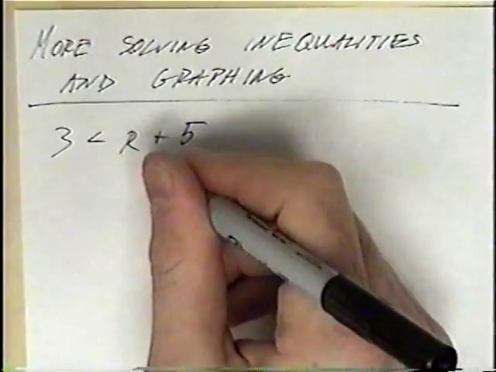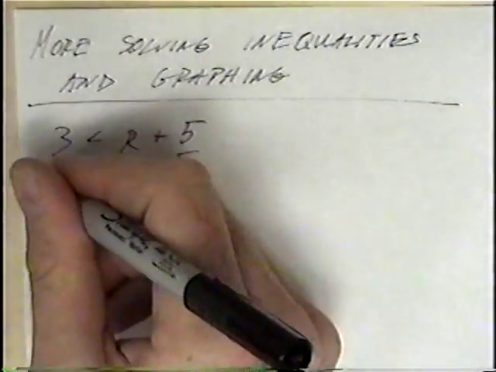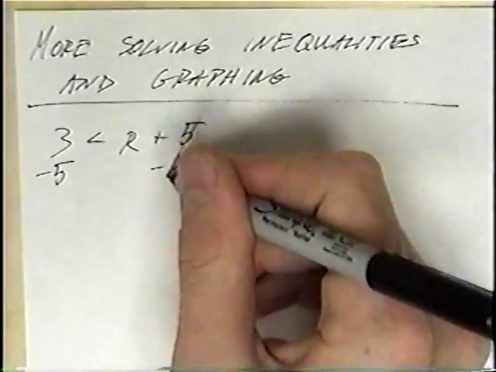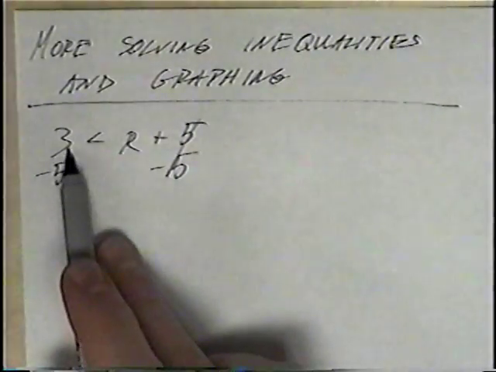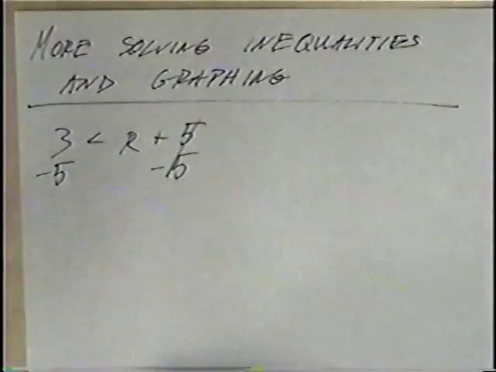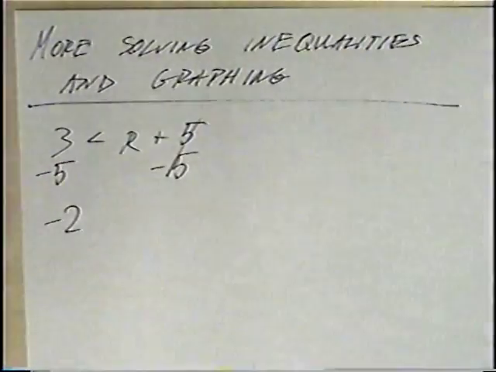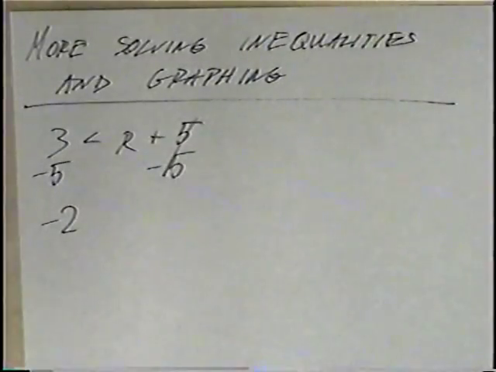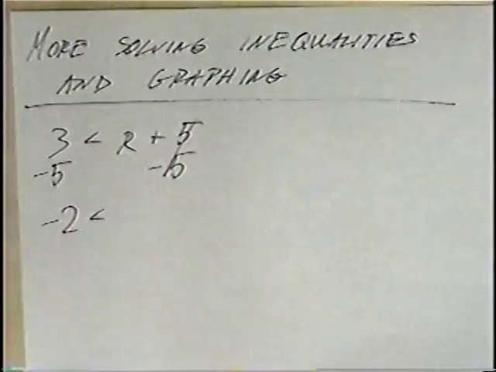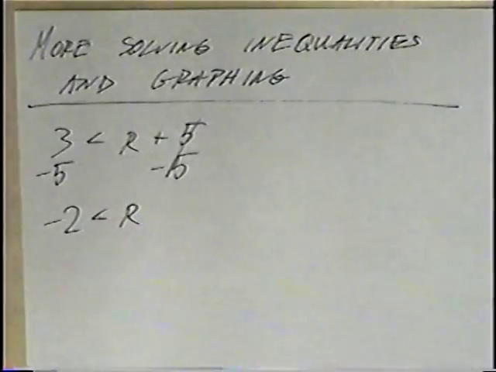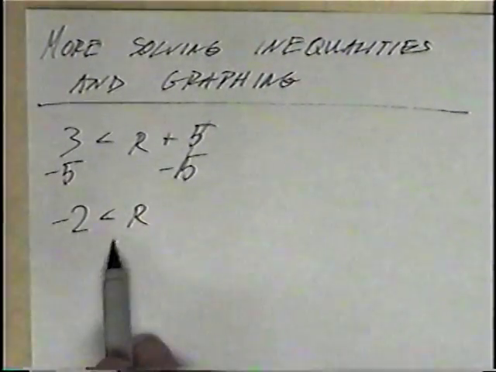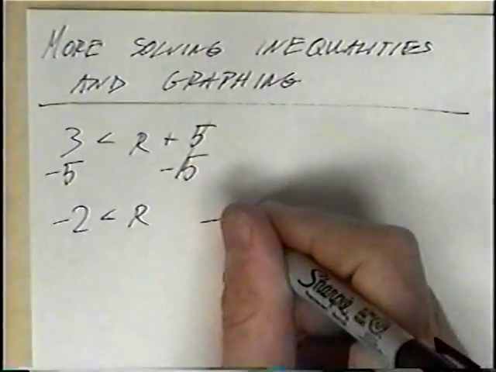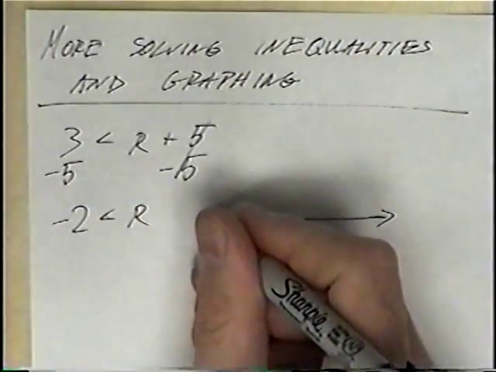Opposite of adding 5 would be subtracting 5, and we'll do that to both sides of the inequality. The 5's would cancel. 3 minus 5 would be negative 2. Again, we have opposite signs, so we'll subtract them. The 5's bigger, so we keep it negative. Less than r, so the answer to the inequality would be negative 2 is less than r. To graph this again, we draw a number line.